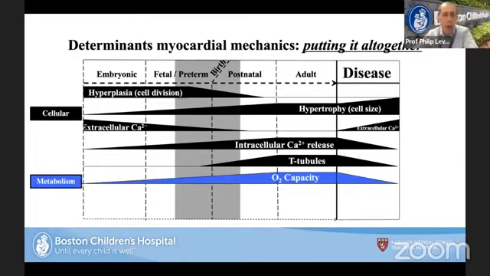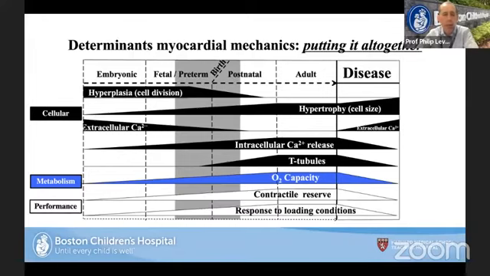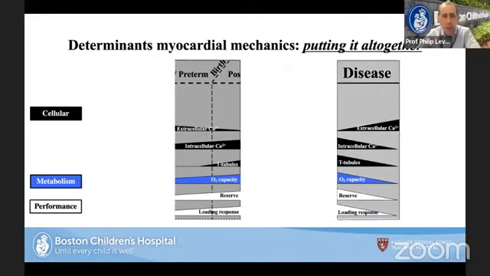I've shown you that there are changes in metabolism with the ability to tolerate acidosis and hypoxia. And I've shown you that there are changes in performance with contractility and loading conditions. And when you pull back the curtain, you can see that the preterm infant looks like the adult who is in a diseased state. But we know that the preterm infant is not diseased. It's just under development that will catch up over time.